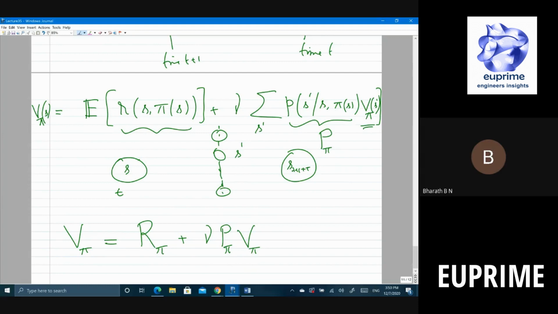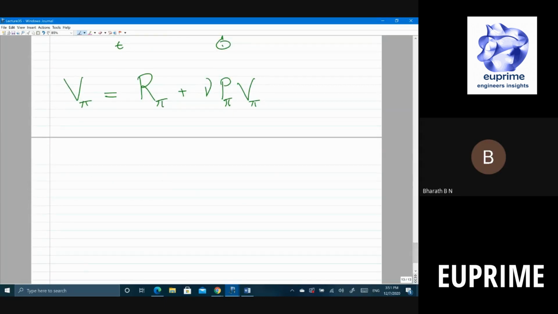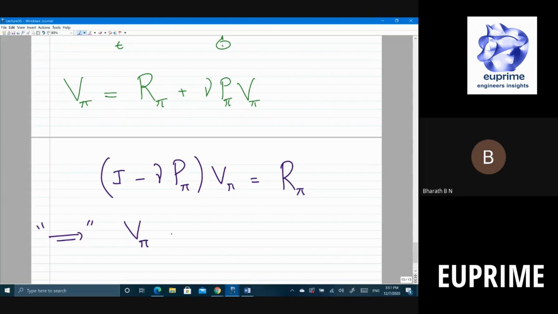See, for each pi, if you can solve this equation, I'll get v pi, right? So let's see what is the solution of this. If it is finite, then it's very easy, right? So what do you get? You get v pi times (identity minus nu times p pi), which is equal to r pi. I'll write it in quotes because I haven't proved it. So we will prove it now.